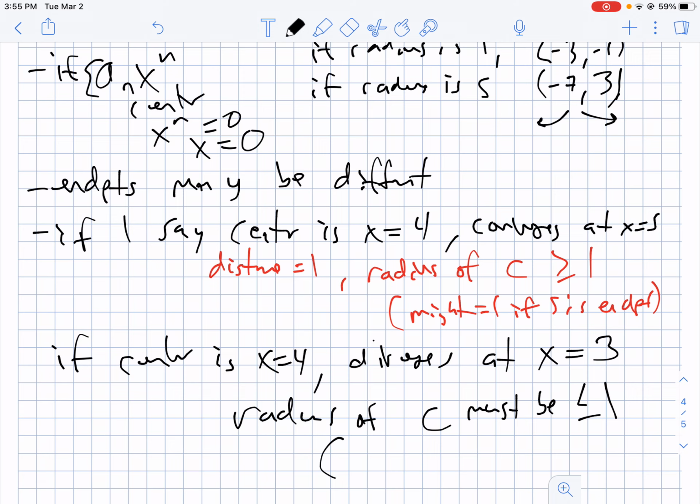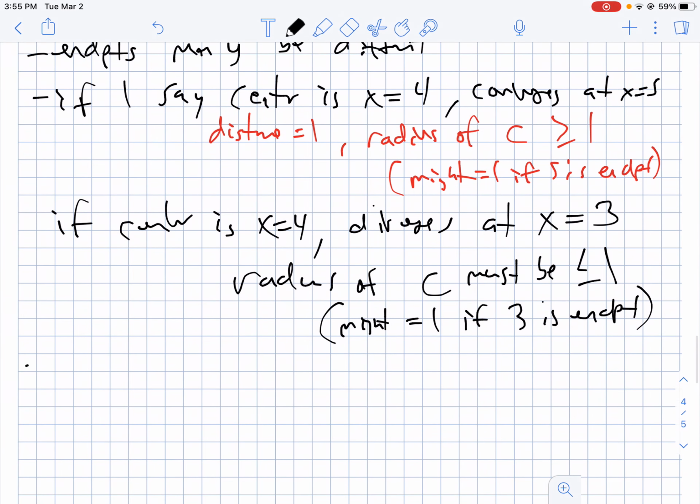Now again, it might be 1 if 3 is an endpoint and we diverge. We don't know, remember, it could converge, it could diverge at the endpoints, but it's saying if it diverges at the point that's 1 away, you can't have a radius of 3. That doesn't make sense. You can't have a radius of 10. That doesn't make sense. You've got to have a radius of 1 or less. So those are just a couple of notes.